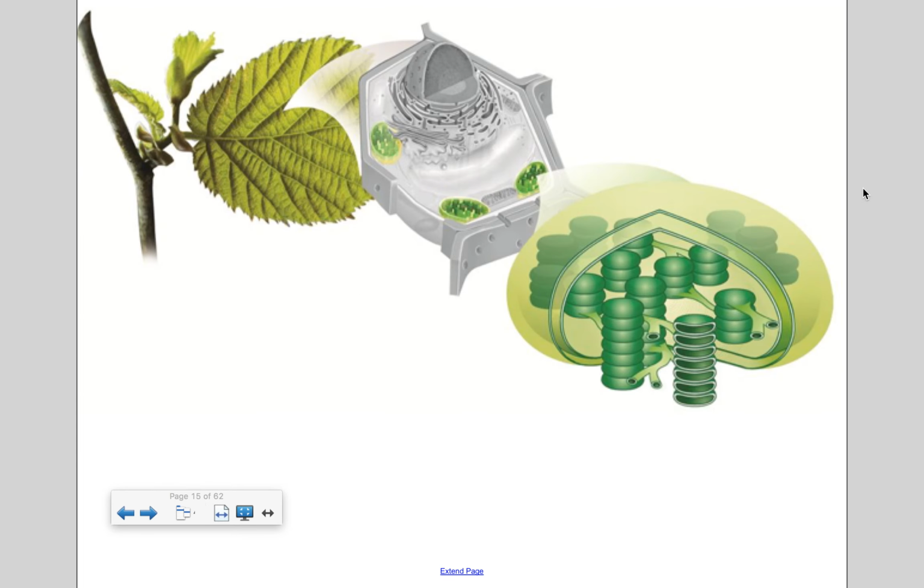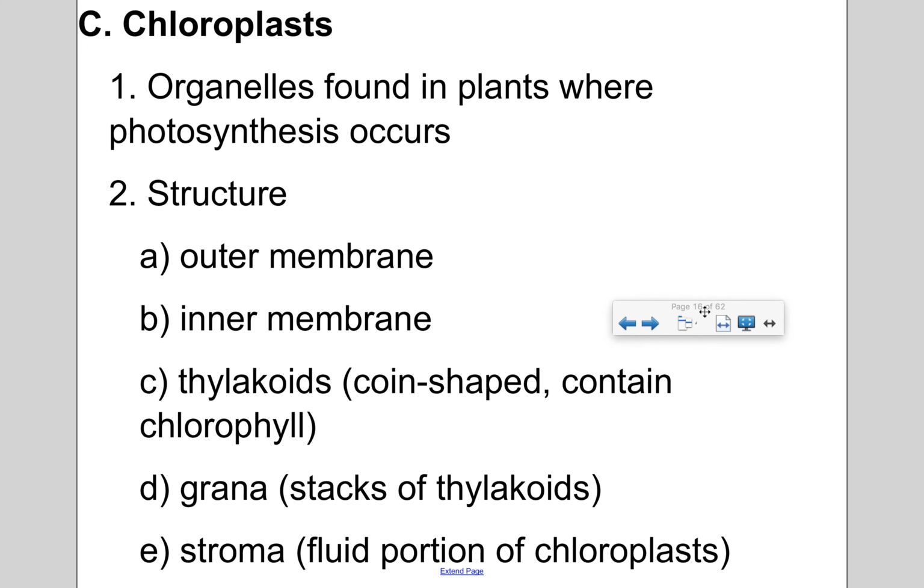Okay, so we're going to be spending a lot of our time today in this structure right here, which is part of the chloroplast. So we are in the leaf, and if we zoom in, this is the plant cell, there's the nucleus, the rough ER, and these are chloroplasts. And if we zoom in, this is an entire chloroplast, and so we're going to walk through the anatomy of this chloroplast. Chloroplasts are organelles found in plants where photosynthesis occurs. We have an outer membrane, an inner membrane, thylakoids, and with thylakoids we can make grana, and then the stroma.